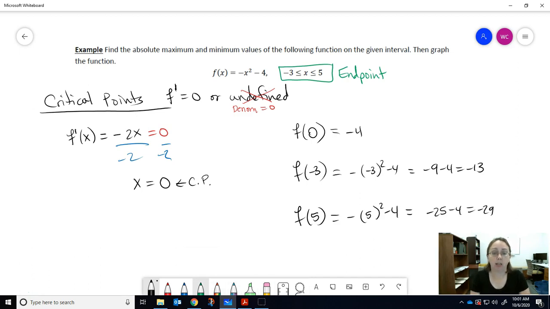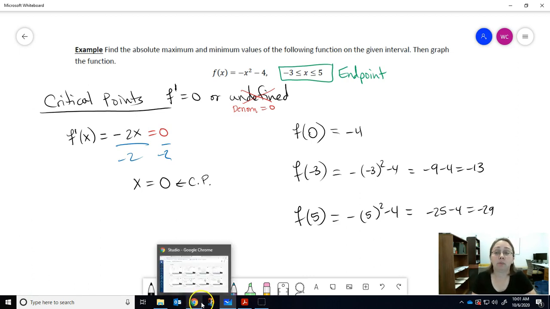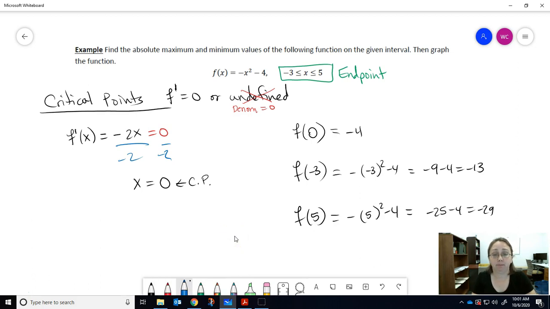So now that you've plugged everything in, step 3, the largest value is your absolute max. The smallest value is your absolute min. It's a little tricky here for some students, so make sure you're careful in your answers. Which one is your absolute max? -4. It's your absolute max. So your absolute max is -4, and it's achieved at x equals 0, your critical point.